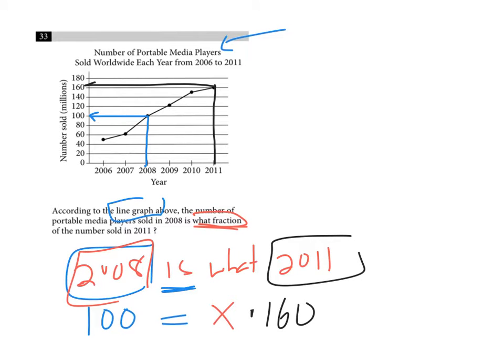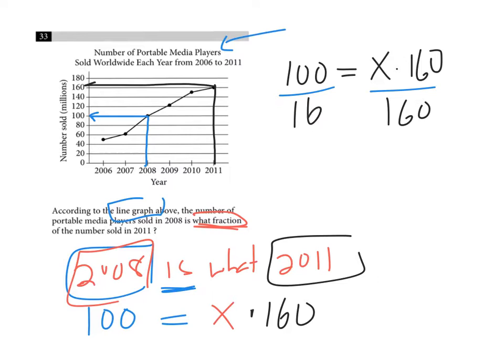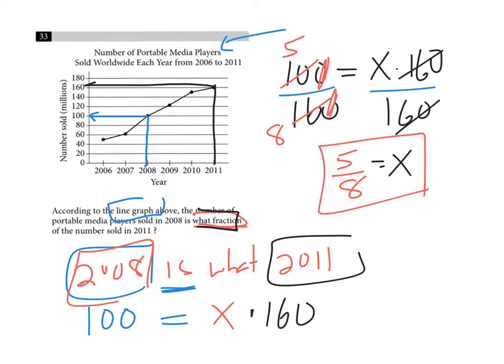So here I'm going to have the equation 100 equals x times 160. And now to solve for x, I'm going to divide both sides by 160. So x is equal to the fraction, which is what we want, because the question says what fraction. If you reduce 100 over 160, drop the zeros, and we have 10 over 16, and 2 goes into 10 5 times, 2 goes into 16 8 times. So the fraction sold is 5 over 8. So x is going to be the fraction 5 over 8.